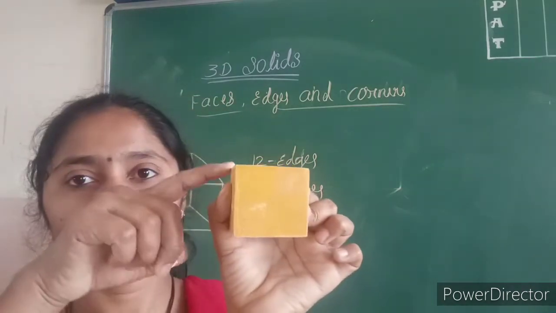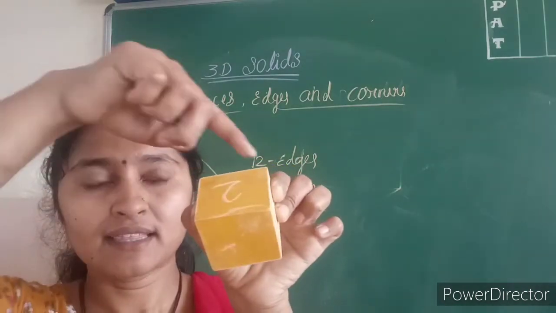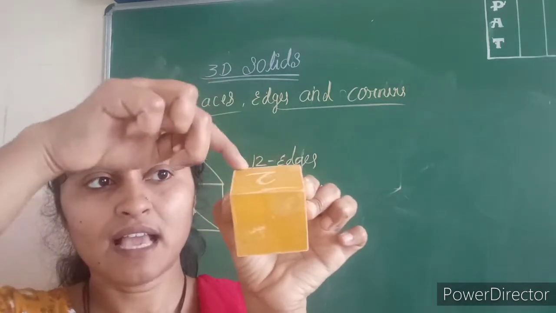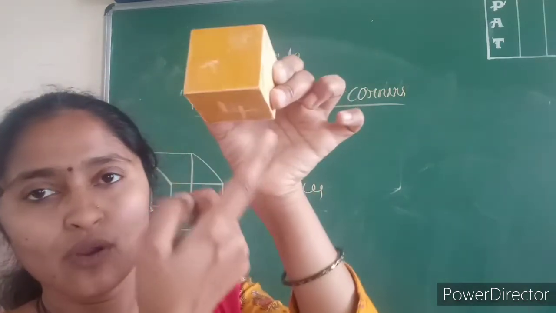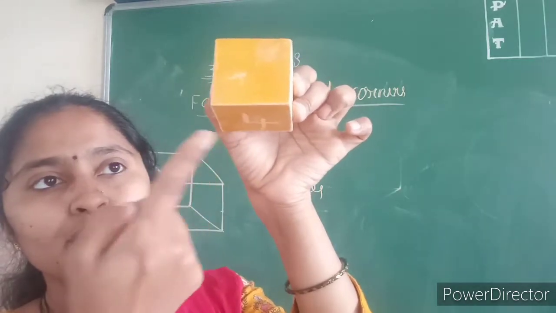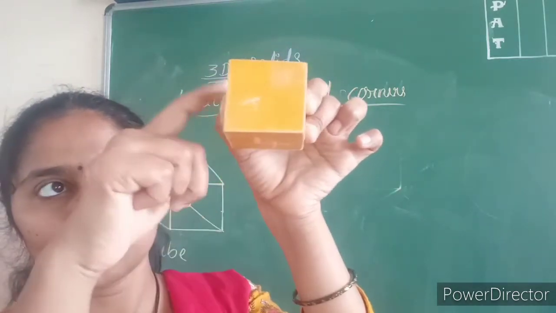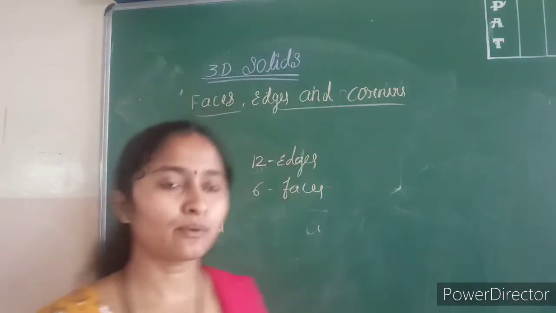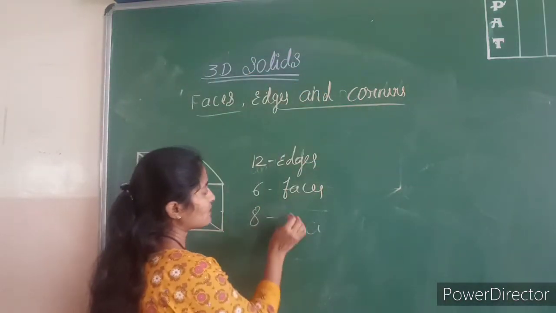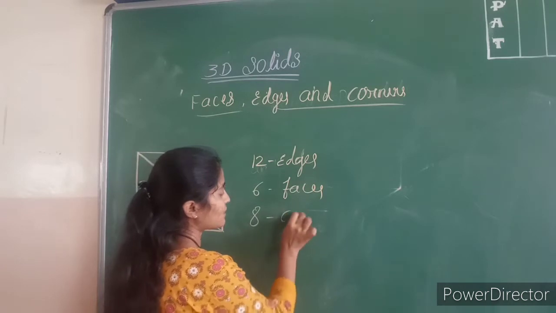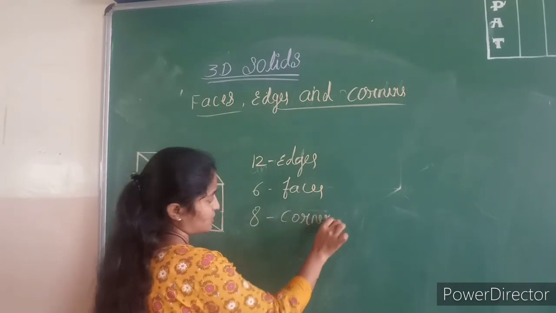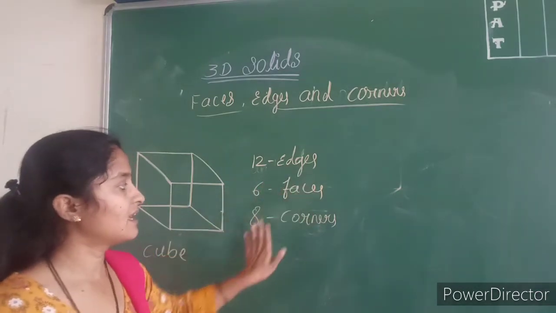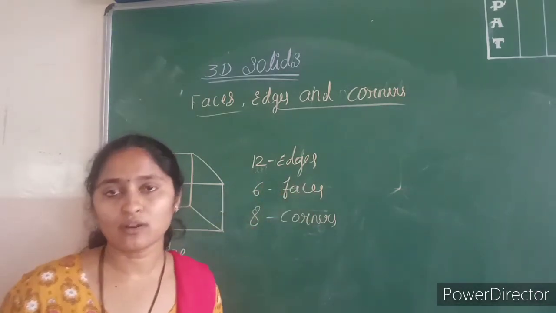1, 2, 3, 4. Here 4 corners and again down, 1, 2, 3, 4. So here 4, here 4. That means in total how many corners? 8 corners. So how many corners does a cube have? 8 corners. So a cube has 12 edges, 6 faces and 8 corners.